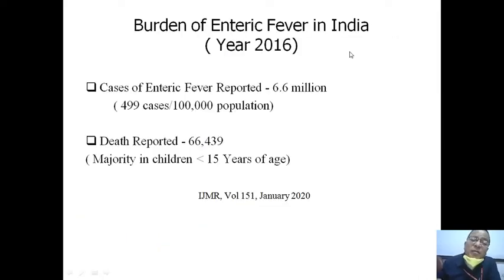What is the burden of typhoid in India? As of 2019, published in AIIMS, there were about 6.6 million cases in the year 2016, and about 66,500 deaths. Most of these cases were below 50. So for India, this is a major public health problem.